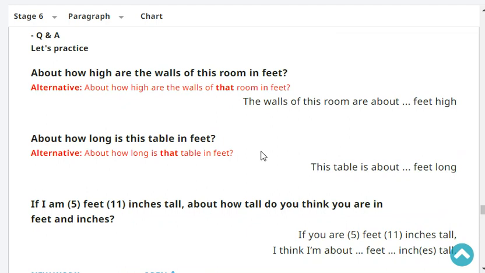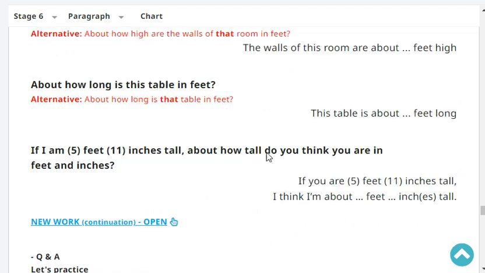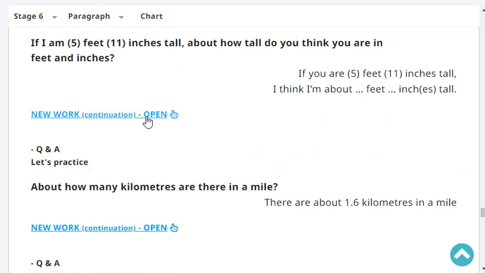If I am 5 feet 5 inches tall, about how tall do you think you are in feet and inches? If you are 5 feet 5 inches tall, I think I'm about 5 feet 8 inches tall. Very good. Okay, next.